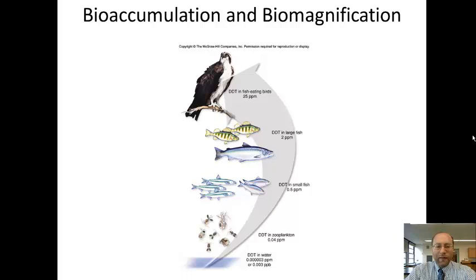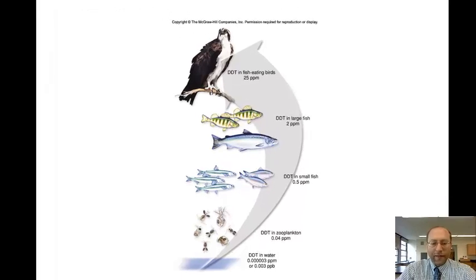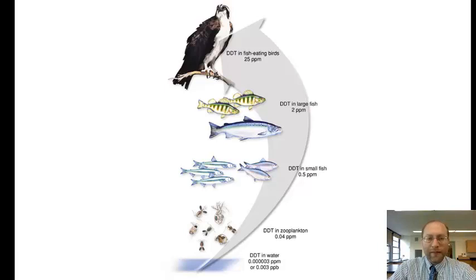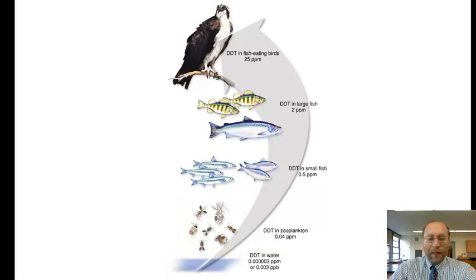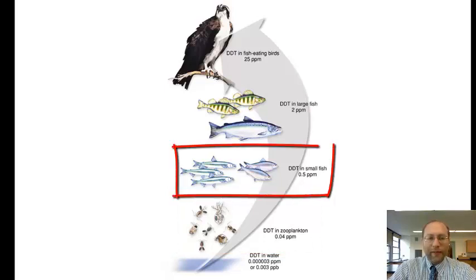Here you can see bioaccumulation and biomagnification together. DDT is a pesticide, and we'll be discussing it later when we get into pest control. It can be found in water at 0.03 parts per billion. Then it gets bioaccumulated into the zooplankton at 0.04 parts per million. Then the small fish eat the zooplankton, accumulate it from their food, and the DDT gets magnified in them, going up to 0.5 parts per million.